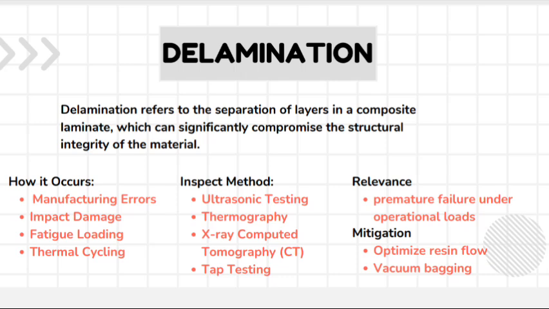The relevance is the impact on performance. Delamination reduces the load bearing capacity and stiffness of the composite, and can lead to premature failure under operational load, posing safety risks. Mitigation strategies: improve manufacturing techniques such as automated layup and controlled cooling process. Use a toughened resin and interleaves to enhance interlaminar fracture toughness.